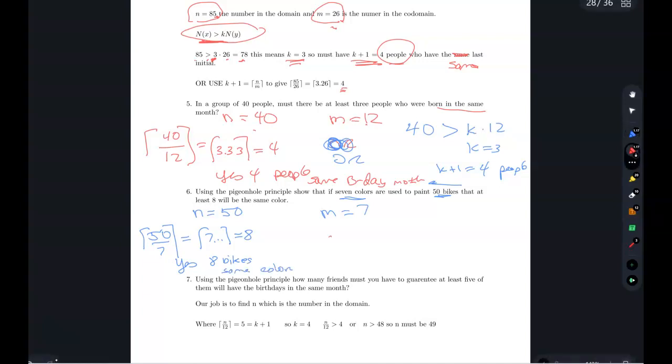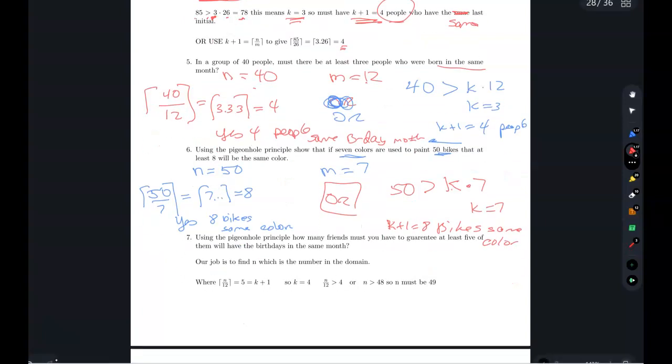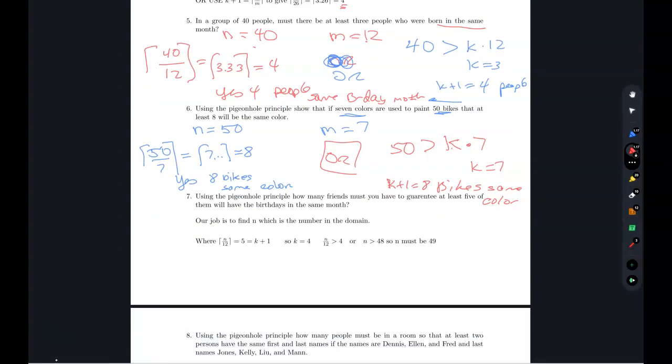Okay, so then let's do it the other way. So I would want to say 50 is larger than some number k times 7. So yeah, k is 7, right? That gives us 49. So that means k plus 1, or 8 bikes of the same color. So just know how to work both ways because there are going to be different situations where you'll need one or the other.